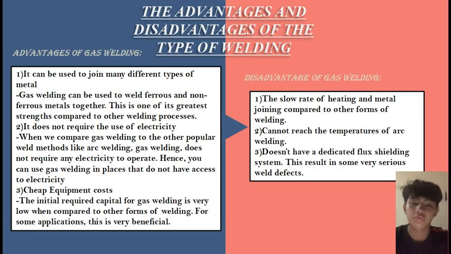So, the advantage of gas welding, it can be used to join many different types of metal. Gas welding can be used to weld ferrous and non-ferrous metals together. This is one of the greatest strengths compared to other welding processes. Second, it does not require the use of electricity. When we compare gas welding to other popular weld methods like arc welding, gas welding does not require any electricity to operate. Hence, you can use gas welding in places that do not have any access to electricity.